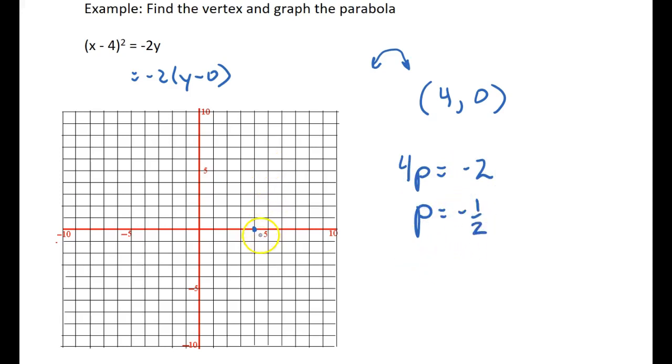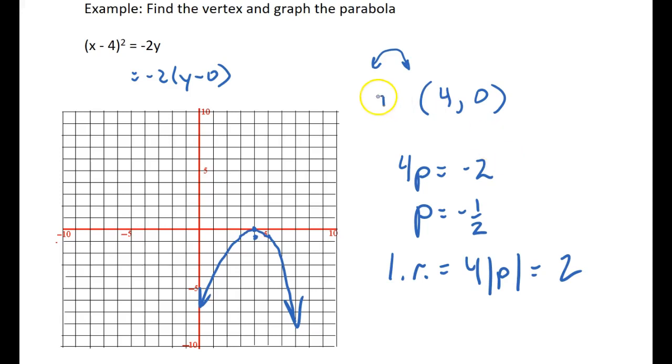It's opening down, so at negative 1/2 I'm going to put my focus right there, and the latus rectum is going to be 4 times the absolute value of p, which is 2. So I'm going to go that way and that way, one to the left and one to the right of the focus. Actually, I should be a little bit above that. Let me erase this here, because the latus rectum is on the same line as the focus, and it's coming out like that. And there we go. So our vertex is at 4, 0. It's opening down, and that's the shape of it.